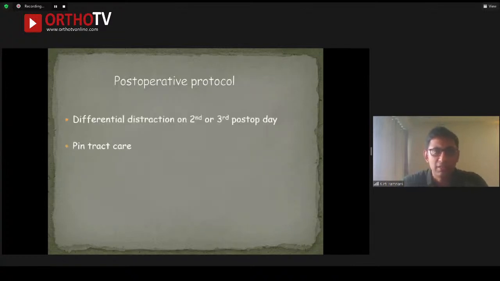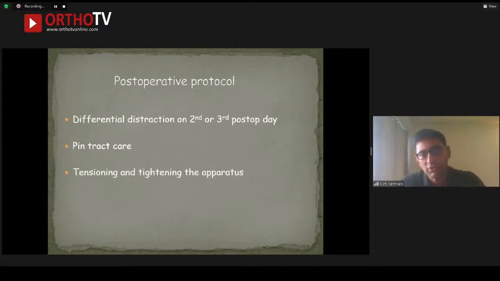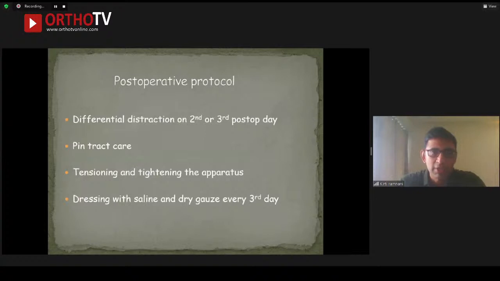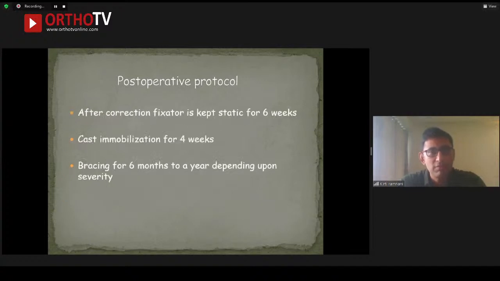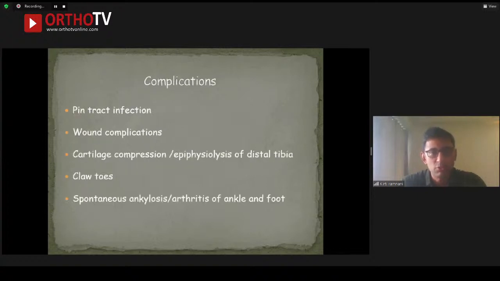Post-operatively, you start differential distraction. So you distract more on the medial side, and whatever you distract on the medial side, you distract half on the lateral side. As this is essentially a soft tissue correction, you can start on the 2nd or 3rd post-op day. You can start with 1 millimeter, but then can increase according to the pain tolerance of the patient. The regular pin track care and fixator care, which we are all aware of, has to be taken into account. Once you achieve the correction, the common protocol is if you have taken 4 to 6 weeks to achieve the correction, you put the frame into maintenance for the same amount. After removal of the frame, you give a cast for around 4 weeks, and then you brace the child depending upon the severity of the deformity. You can brace him for 6 months to a year.